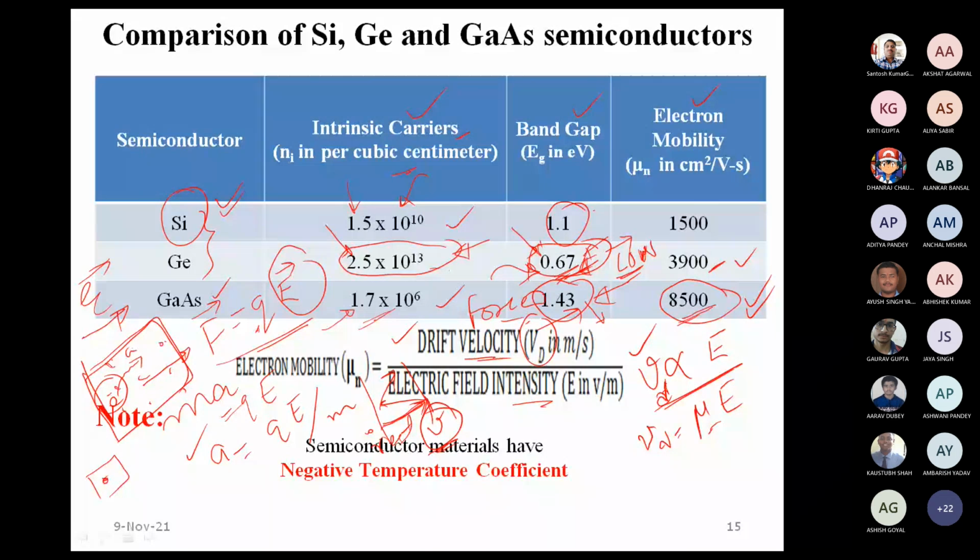We will later learn that the current depends not only on the number of carriers but also on the mobility: how fast they are moving, how much ability those charge carriers have to move. So mobility is also there.